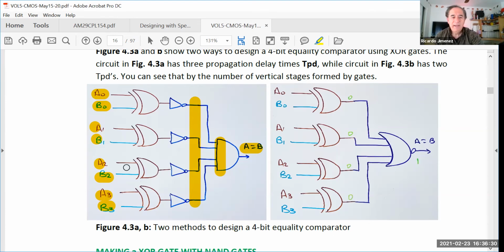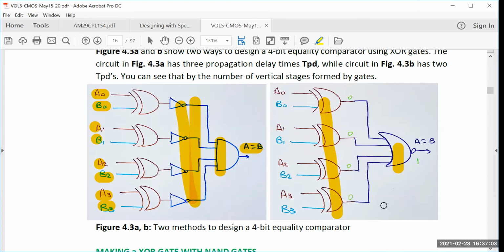Now, you see here I have one stage that takes 10 nanoseconds, another stage that takes 10 nanoseconds, and this one. So I have 30 nanoseconds. In this one, I only have one stage that consumes 10 nanoseconds, and this gate that consumes 10 nanoseconds. Which circuit is faster? The one on the left or the one on the right? The one on the right. 20 nanoseconds.